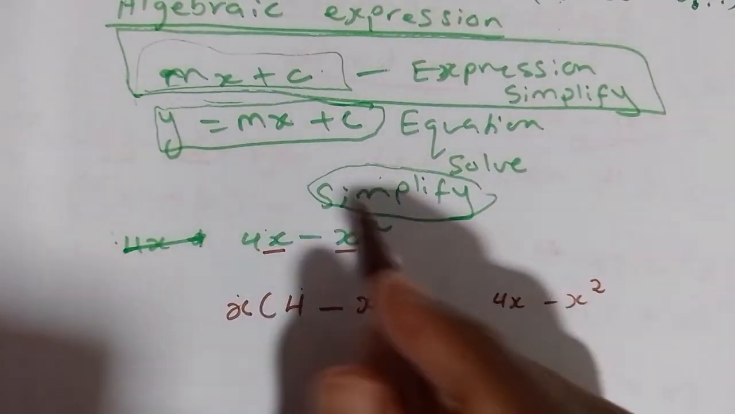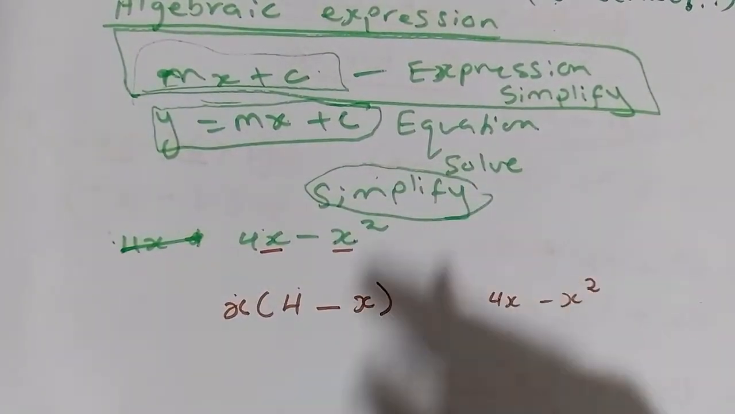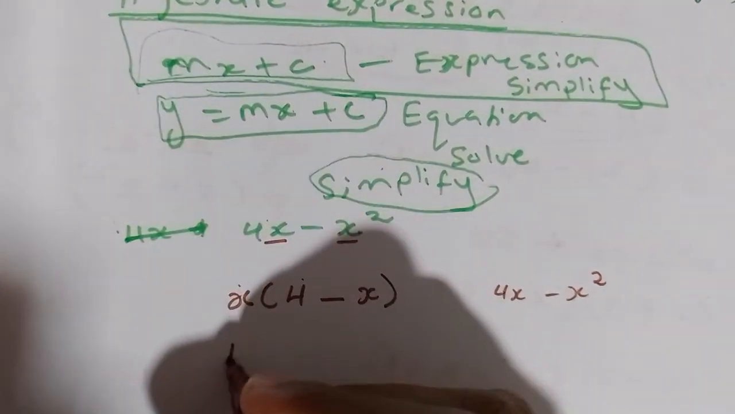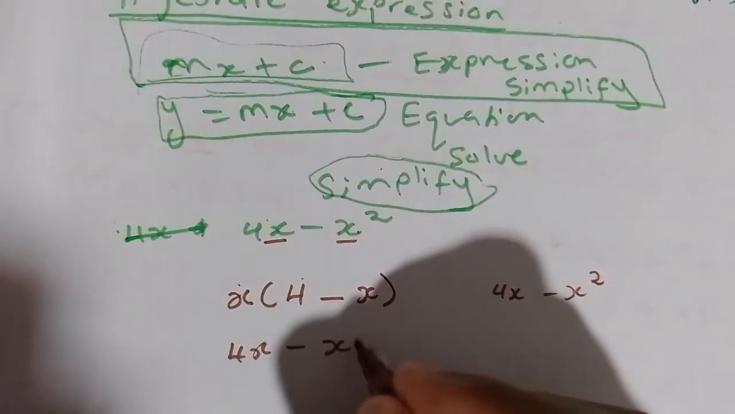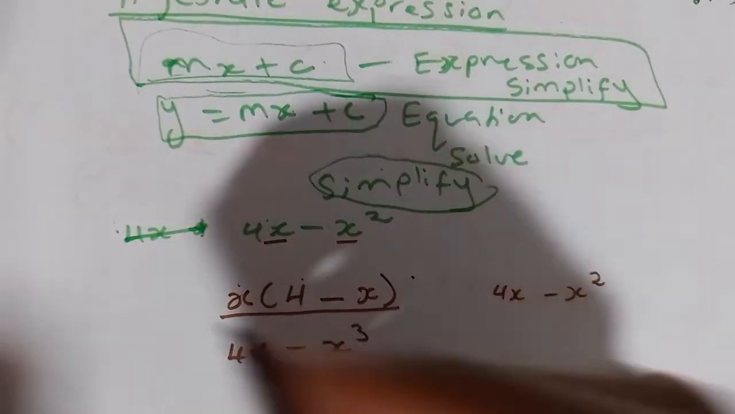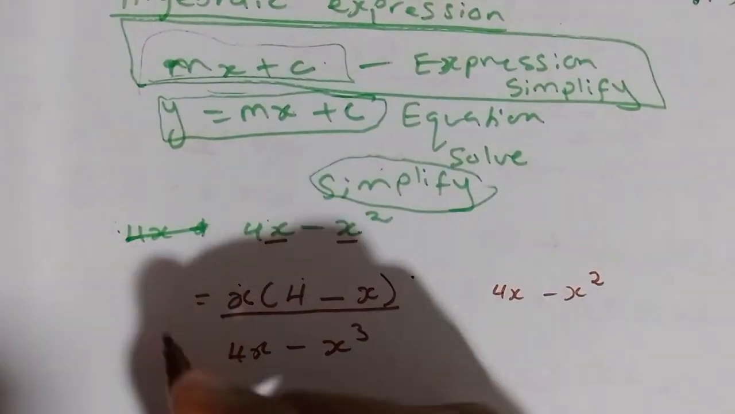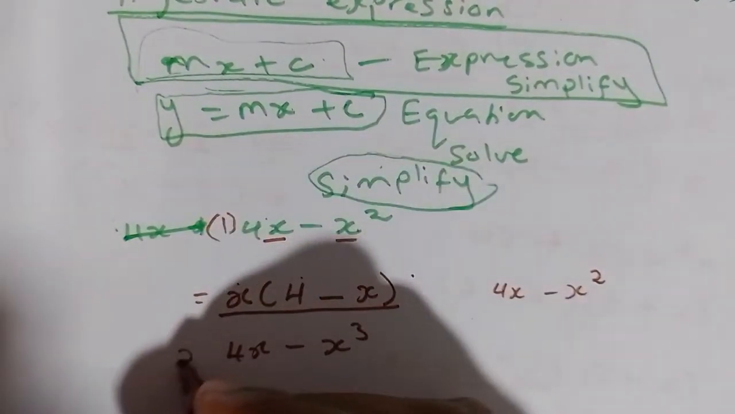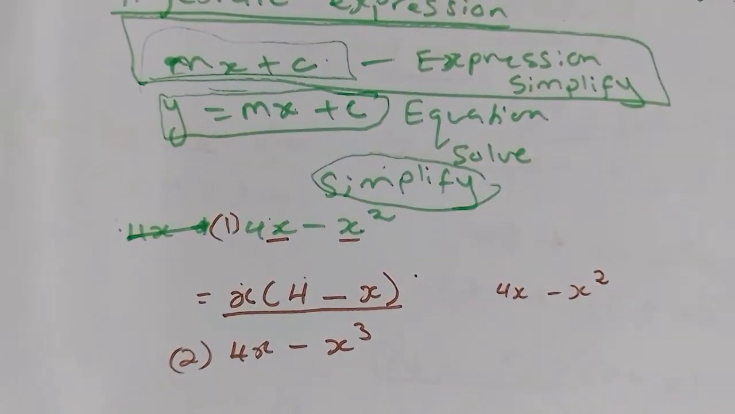Given a similar question, but let's just take it a bit up. You're going to have 4x minus x to the power 3. How can you solve such a question? Let me just say this is 1, this is 2. Solve this question. What are you going to say?